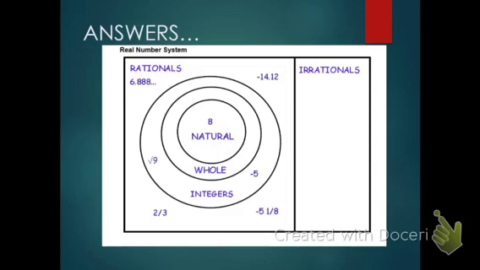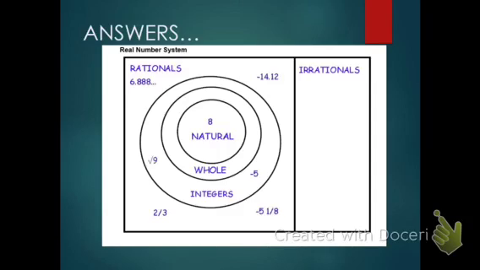Now let's look at 2/3, the fraction 2/3. Fractions fall under the rational category, and it's only rational. Let's look at negative 5 and 1/8. That's a fraction. Negative fractions fall under the rational category.